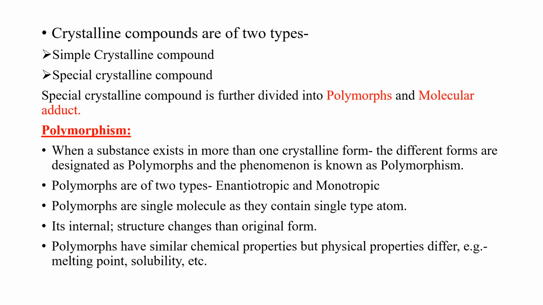Polymorphs are single molecule as they contain a single type of atom. Its internal structure changes from the original form. Polymorphs have similar chemical properties, but different physical properties, for example, melting point, solubility, etc. If the term polymorph is divided, we can understand that poly means many and morph means form. And if we take an example, diamond and graphite are polymorphs of carbon, but they have different physical properties, though their chemical structure is similar.